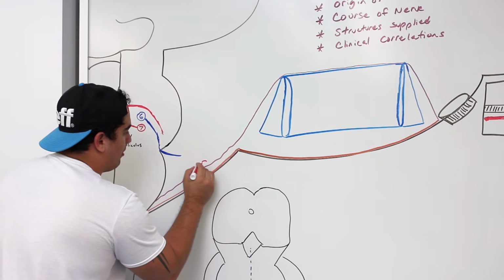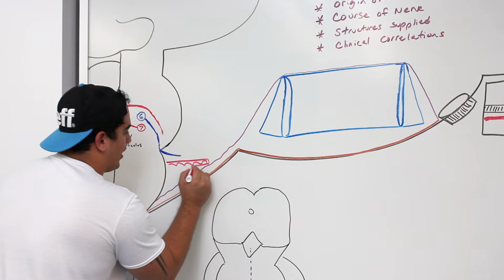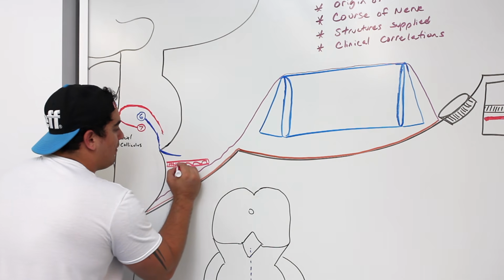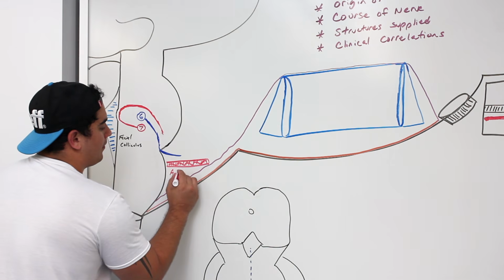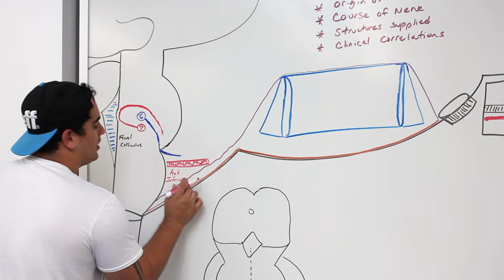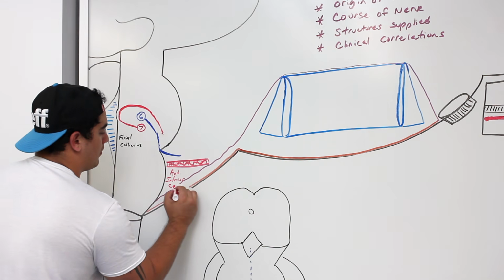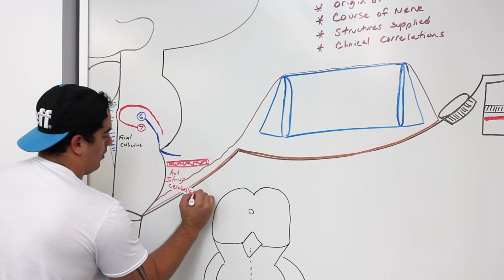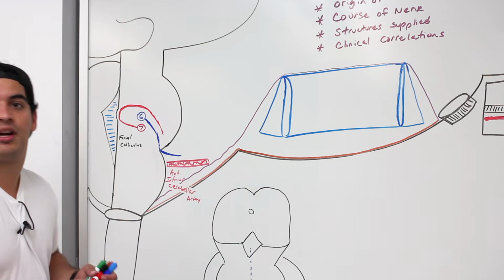So there's actually going to be an important blood vessel right here, running right near this area. And this blood vessel is called the anterior inferior cerebellar artery. Okay, so it's the anterior inferior cerebellar arteries.